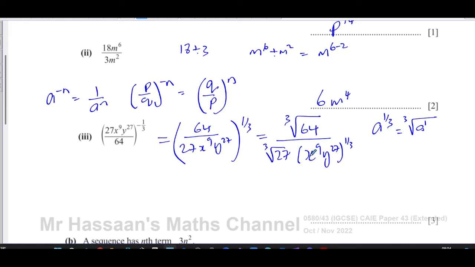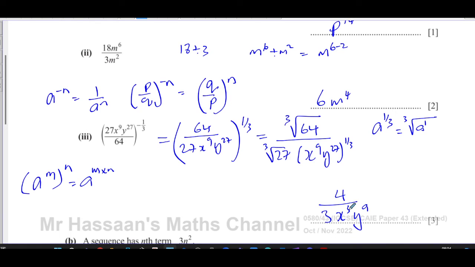Why? Because with algebraic terms, I like to deal with them this way: if you have something raised to a power, to another power, you multiply the powers. We multiply these powers. So the cube root of 64 is 4. The cube root of 27 is 3. And if you do x to the power of 9, if you multiply 9 and 1/3, you're going to get 3. 9 times 1/3 is 3. So it's going to be x to the power of 3. And if you do y to the power of 27 to the power of 1/3, you multiply the 27 and the 1/3. 27 times 1/3 is 9. So you have y to the power of 9.